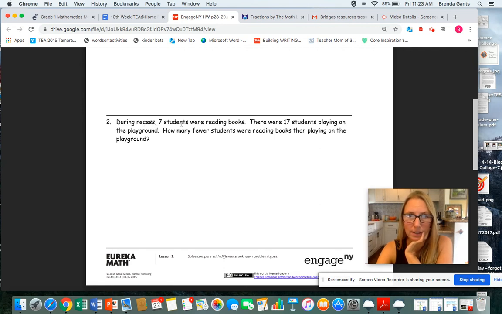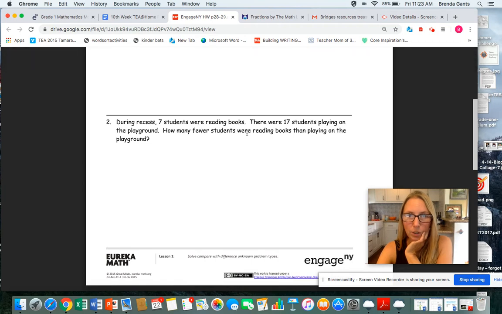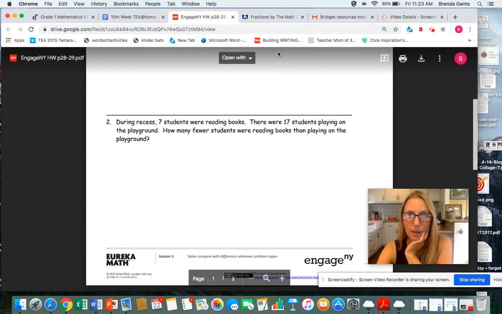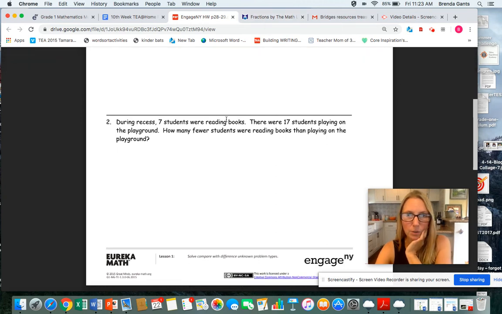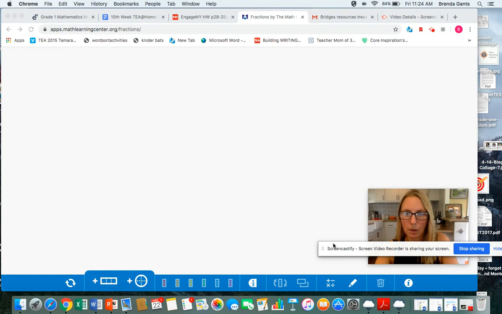During recess, 7 students were reading books. There were 17 students playing on the playground. How many fewer students were reading books than playing on the playground? So I'm going to model this part first, 7 students reading books, and I'm going to use an R to represent reading. 7 reading.